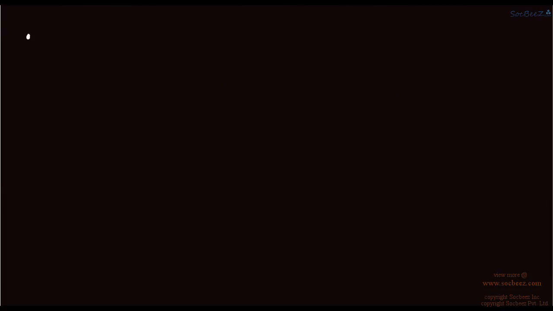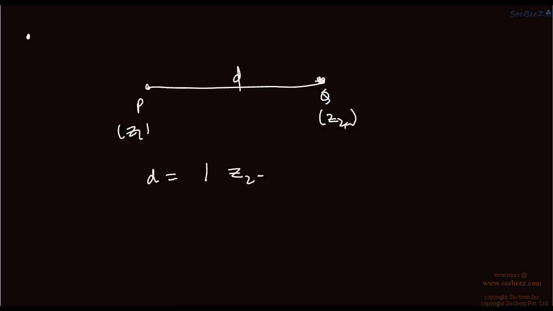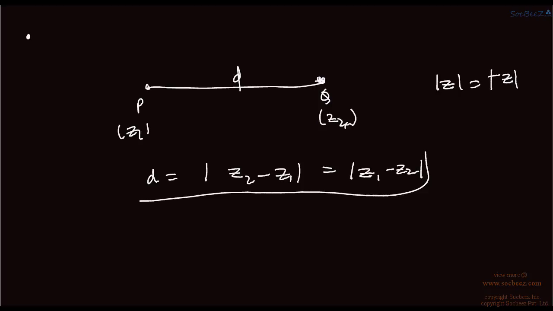Fine. Now we are going to learn something about ellipse, straight line, hyperbola and circle in the case of complex numbers. So first of all, the distance between two complex numbers. If you have two complex numbers p and q, let's say this is z1, this is z2, they will be given to you. So the distance d will be the mod of z2 minus z1, or you can say z1 minus z2, it doesn't make a difference, as we have learned that mod of z is equal to mod of minus z. So this is the distance.